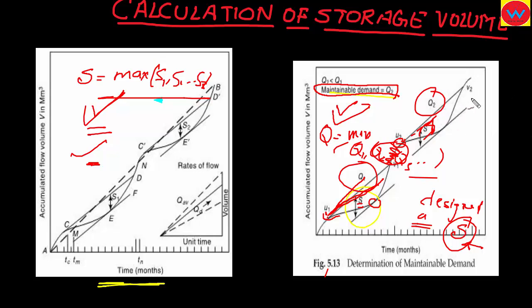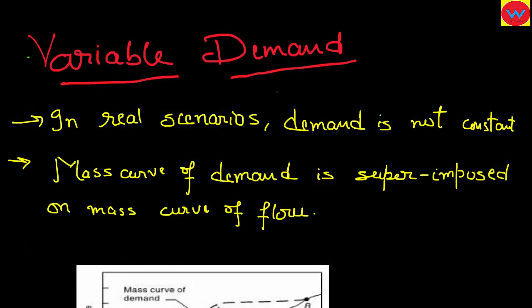And after looking at all these things, I think you have got a fair idea about how the calculation of storage value is done, and what the different concepts associated with it are. Now we will move to the next concept. The next concept is the concept of variable demand.